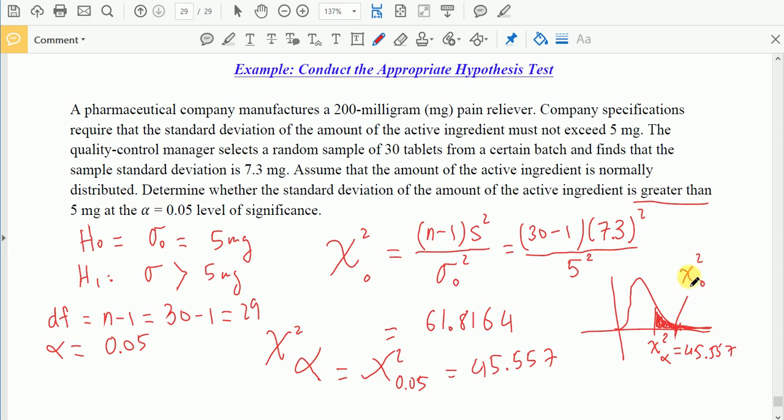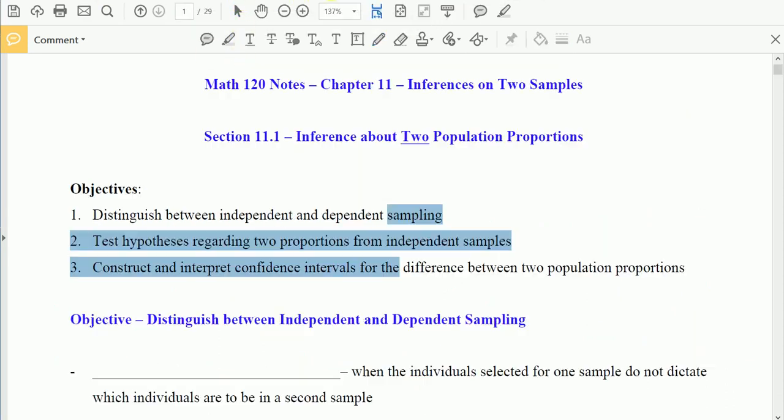And because the test statistic is inside the critical region, then we reject this. Okay, so we reject the null hypothesis. That means our claim is correct. That means the standard deviation of the active ingredient is greater than 5 milligrams. Okay, so that is the end of the last example. Now let's move on to the next chapter here.